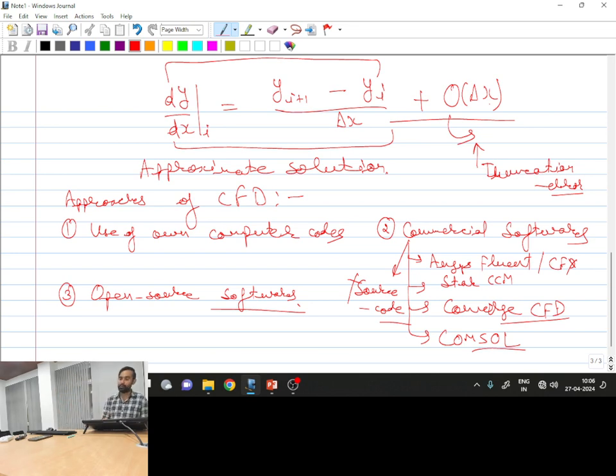But they provide you a graphical interface, and with the help of that interface you can select different options, and based on these options it will do the computations at the back end, but it will not give you access to the source code. If you don't know the theory of CFD, it will look like a black box to you. That is what happens with commercial softwares.